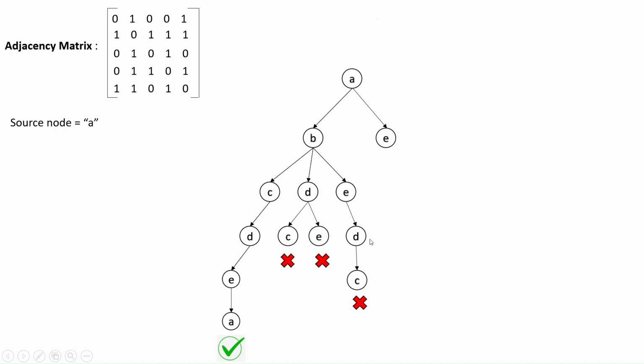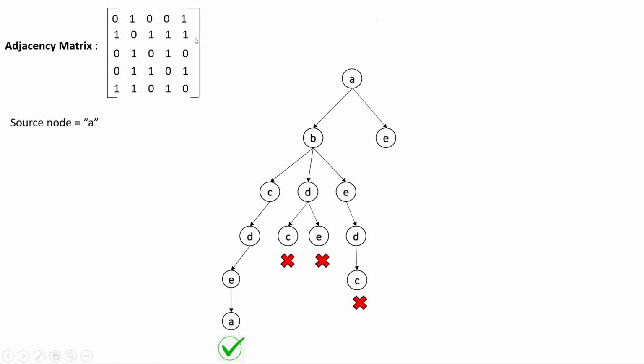Then again back to D. There is no possible chance to move forward. Again back to E. There is also no possible chance to move forward. Again back to B. Here also no possible chance. Again back to A. There is one possible chance to move forward. That is to E. Let us go to E.